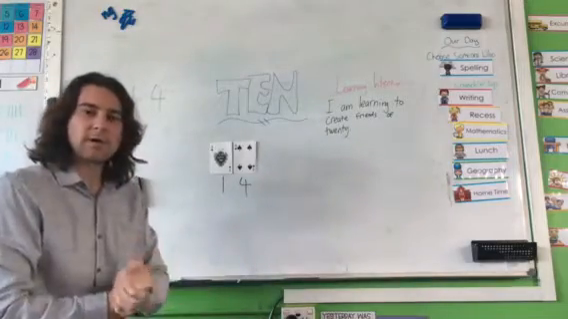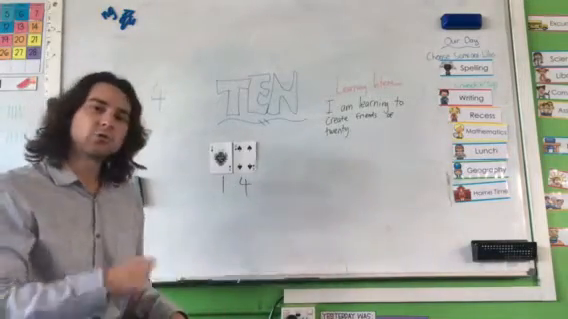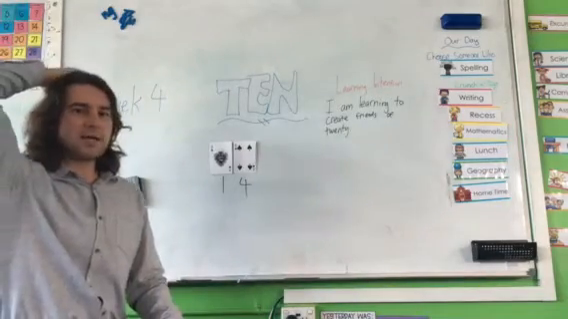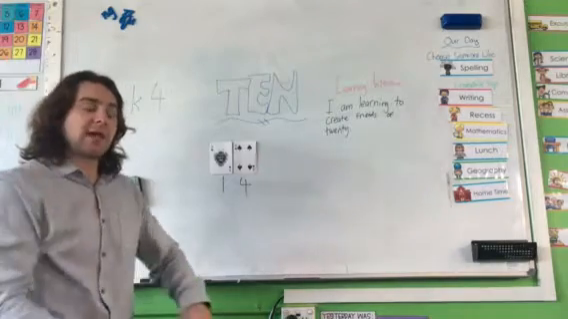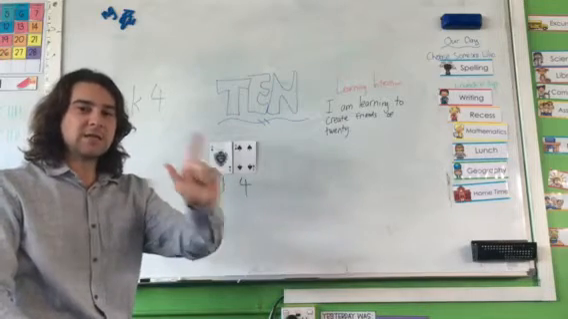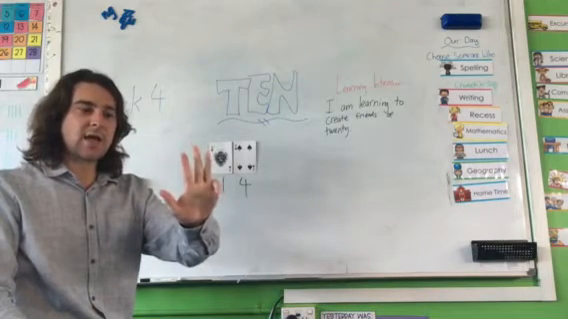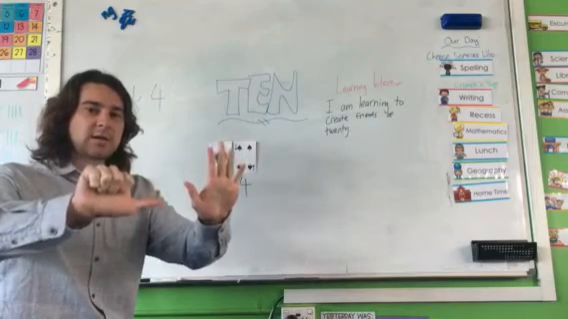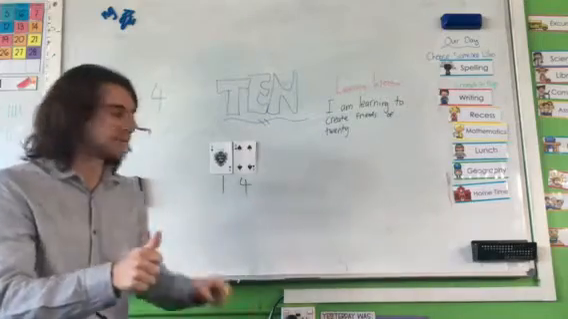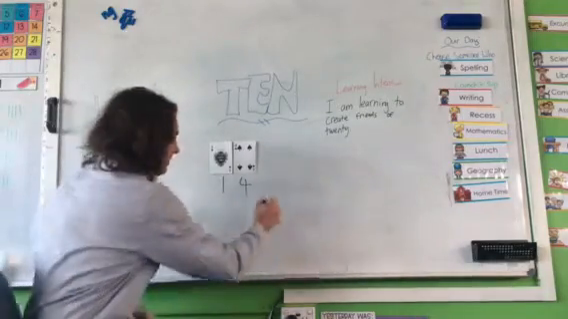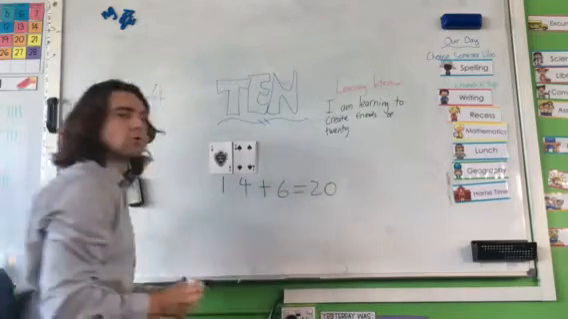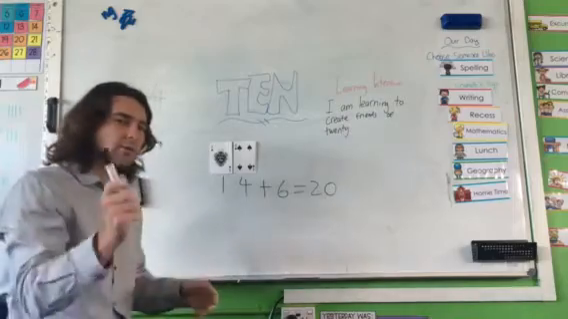I need to see what number I need to add to 14 to reach 20. So I am going to now put 14 in my head, and I'm going to count on from there until I reach 20. 14, 15, 16, 17, 18, 19, 20. So how many times have I counted then? 1, 2, 3, 4, 5, 6. So I know that 14 plus 6 equals 20. I'll give you one more example.